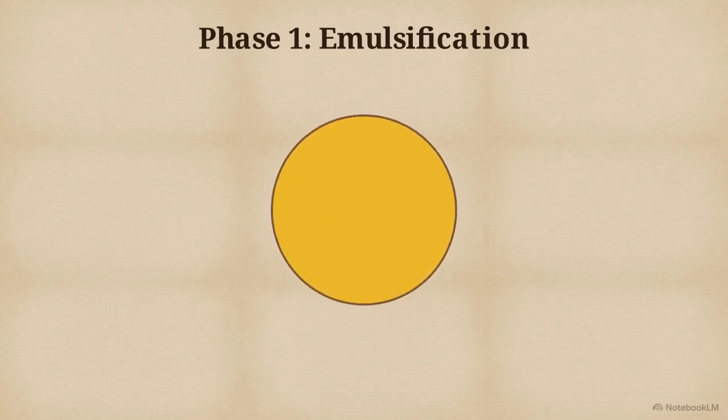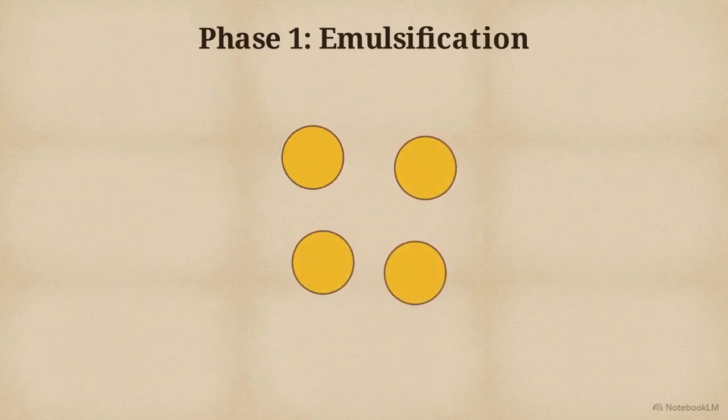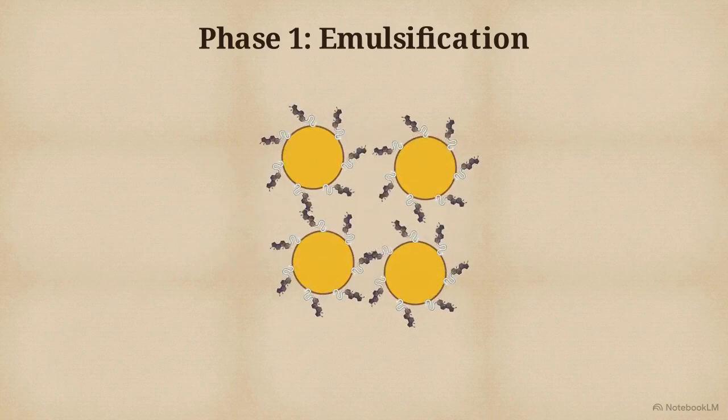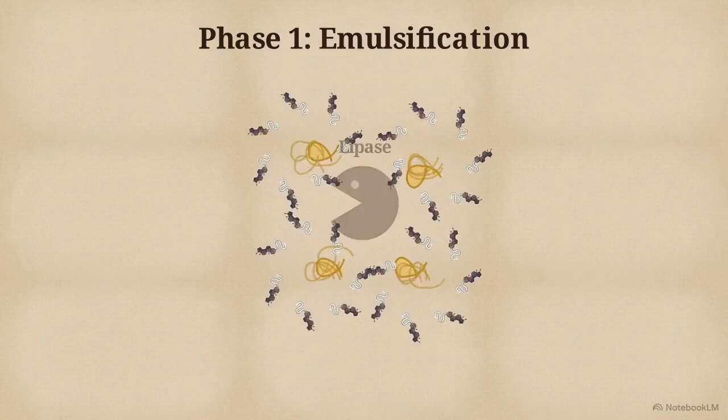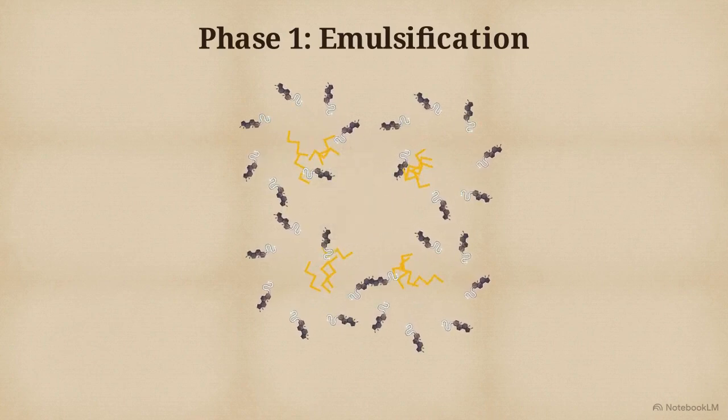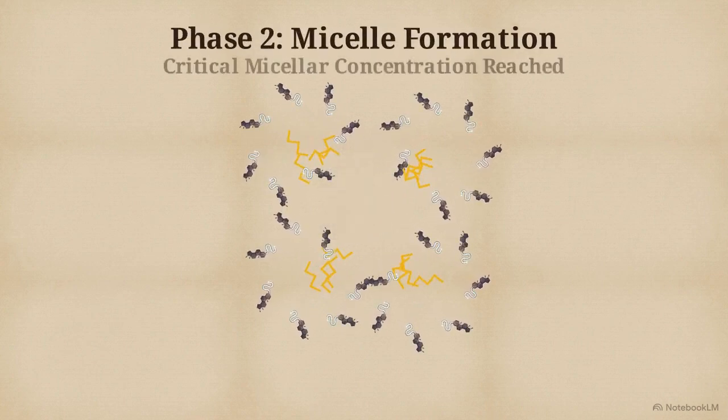First is emulsification. Mechanical churning physically breaks large fat globules apart. The bile salts immediately wedge themselves at the air-water interface, keeping the droplets small and drastically increasing the surface area for lipase to attack. Once lipase hydrolyzes the fat, the resulting free fatty acids remain hydrophobic.